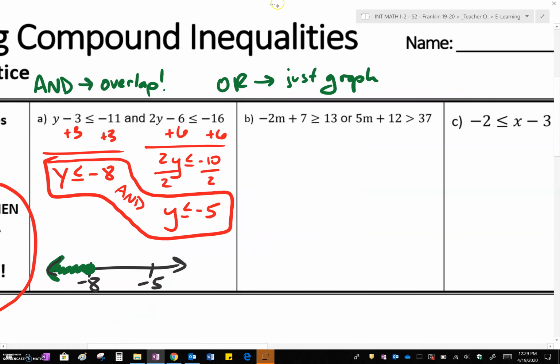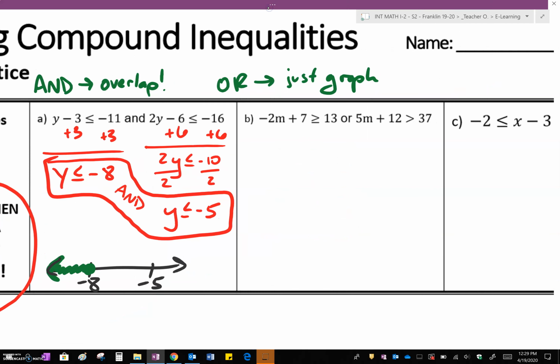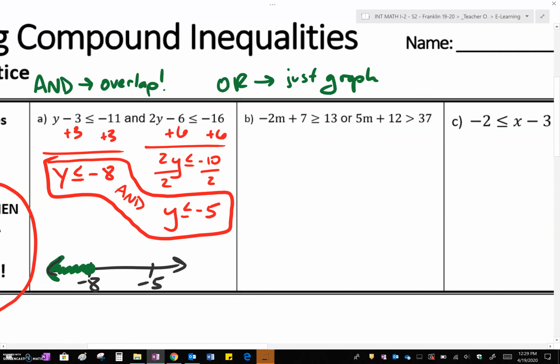All right, so next one. Switch colors here. We got negative 2m plus 7 is greater than or equal to 13, or 5m plus 12 is greater than 37. So we have an or inequality this time. But again, still just solve them separately.